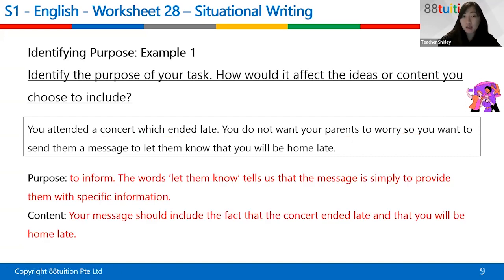Purpose is to inform, you're right. So the words let them know actually tells us that the message is simply just to provide them with specific information. Okay, so the message should include the fact that the concert ended late and that you will come home late. Right? You might even want to include that you do not want them to worry. I think that's fine as well.